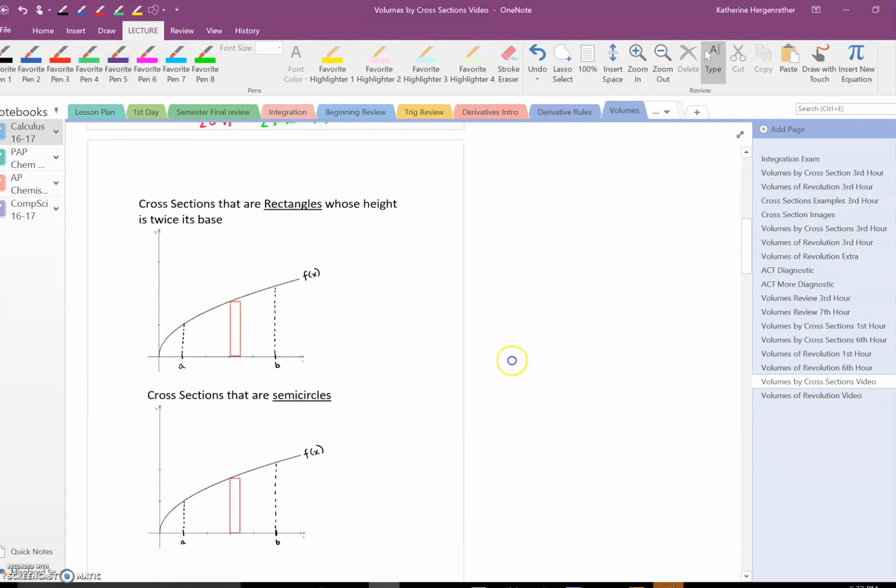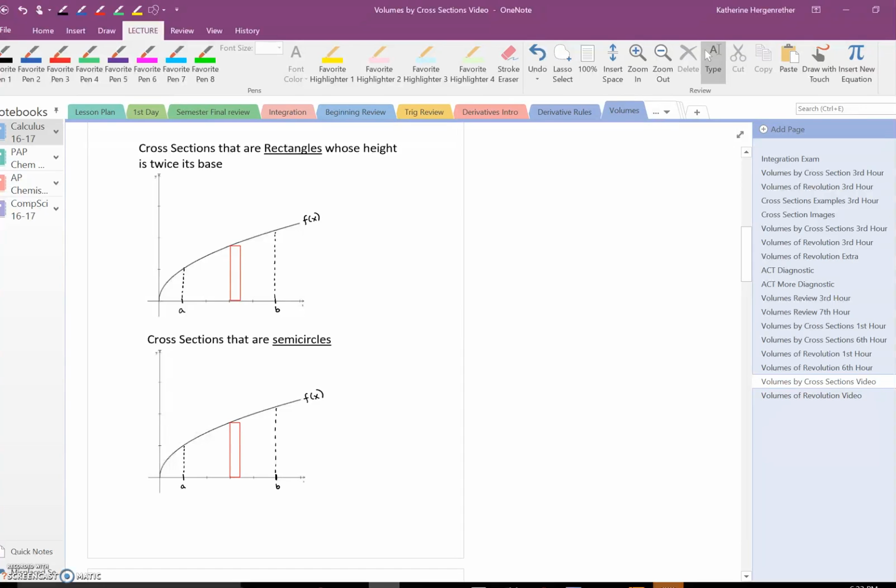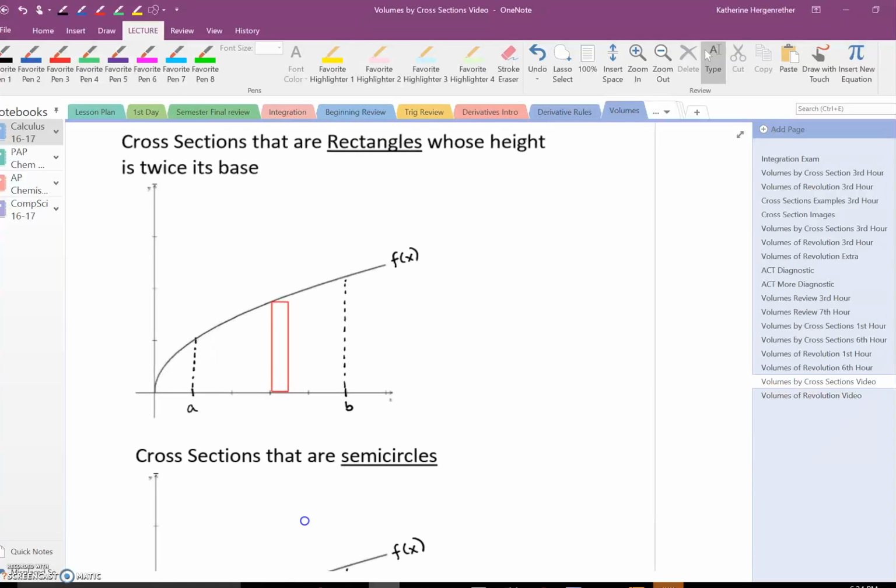Okay, we're going to do two more shapes with cross sections. One is rectangles, and rectangles are very similar to squares. But the difference is that the height and the base are not the same thing. The two dimensions are not the same thing. So you're going to have to be told what the height is relative to the base. Otherwise, you're not going to know that. It says the height is twice the base. So I'm going to repeat what I did for squares to try to make this shape. But the height is twice as long as the base now, so it's going to be even taller.